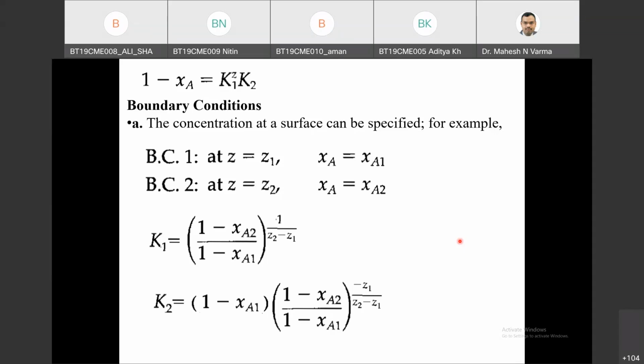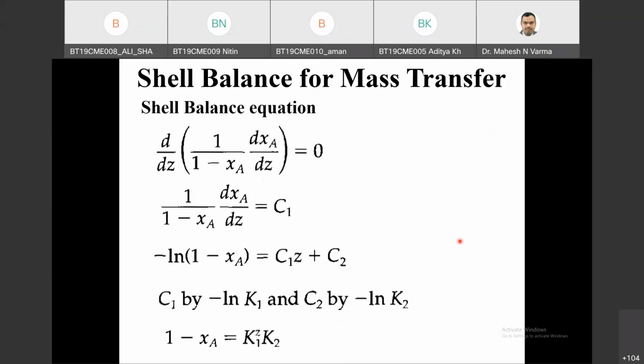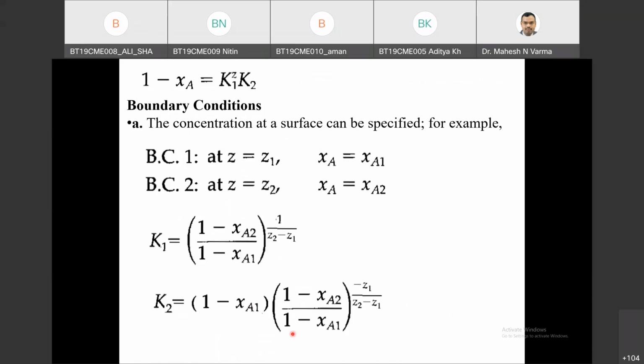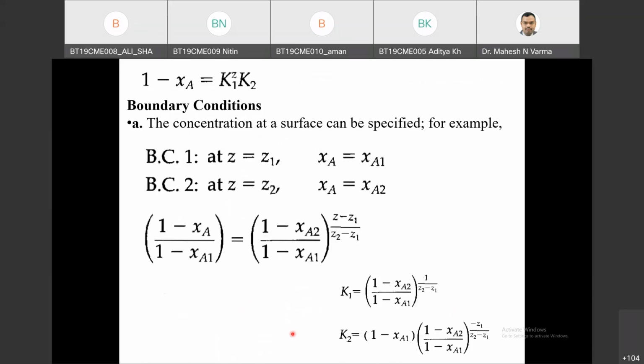We have introduced K1 and K2 just to eliminate this logarithmic term. Actually, logarithmic manipulation will be difficult to get the unique solution, because this will be a non-linear equation. To convert that into a simplified equation, this is the manipulation. With constants we are doing it: a constant is replaced by a constant. This is also some constant, this K1 and K2. Now substituting this equation, we will get a concentration profile.